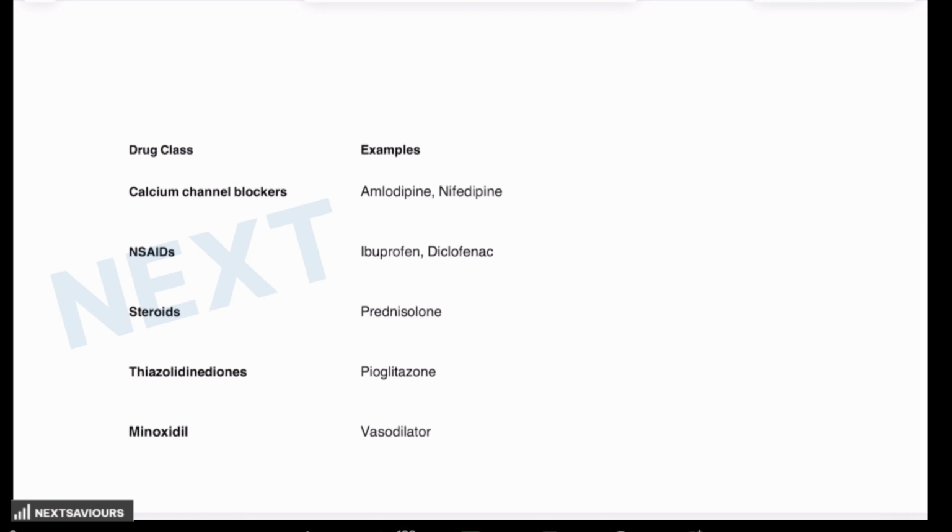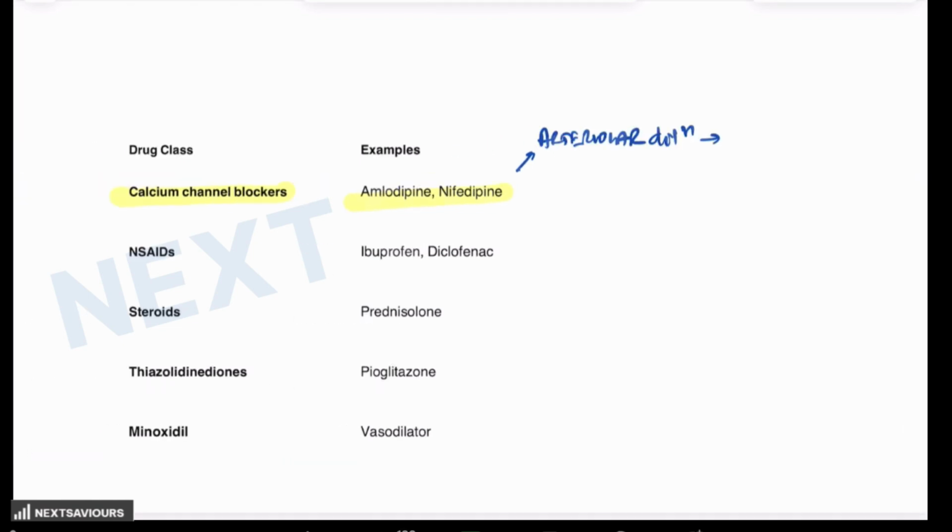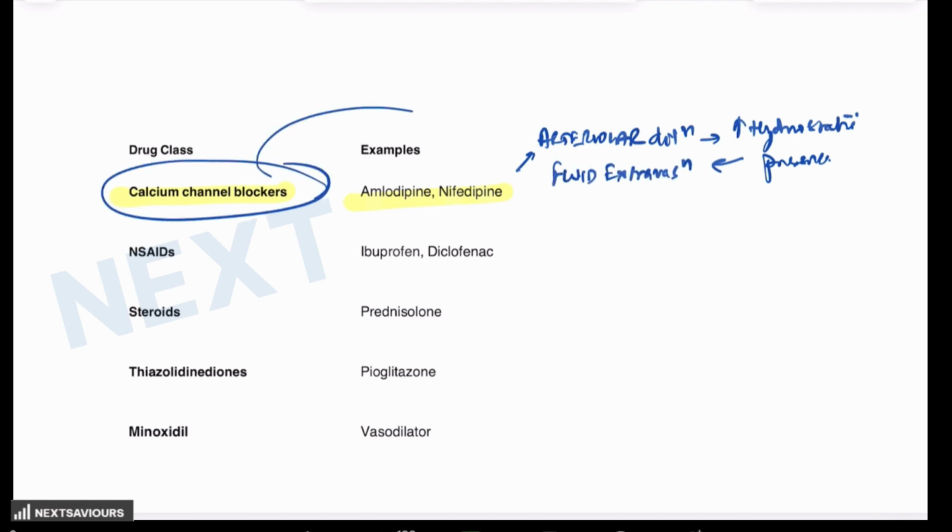So one of the causes is calcium channel blockers, you know, amlodipine, nifedipine. What is the reason behind them causing this edema? Because these drugs are responsible for preferential arteriolar dilatation, which results in an increase in hydrostatic pressure. And this increased hydrostatic pressure will result in fluid extravasation. So this is how calcium channel blockers are responsible for this fluid edema, or pedal edema.